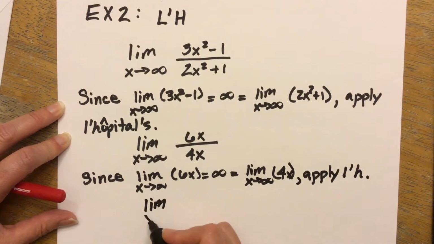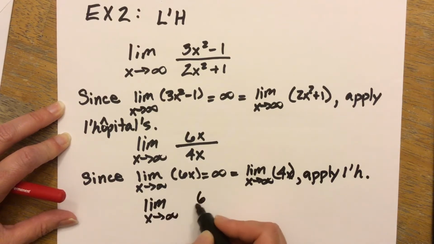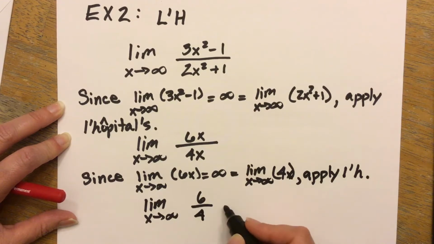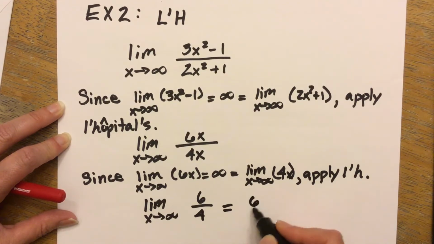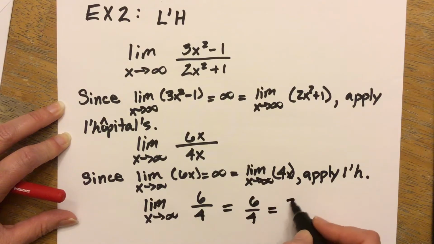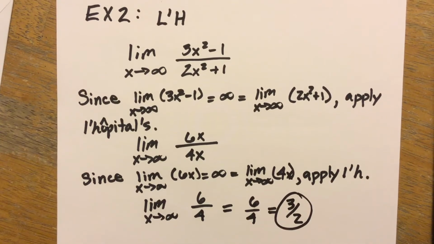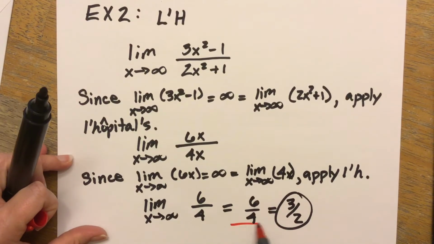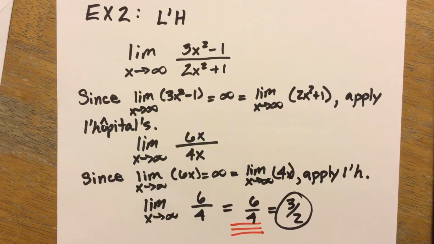So doing the derivative of the top will give you 6, and the derivative of the bottom will give you 4. So we get 6/4 because the limit of a constant is the constant. We can reduce it and get 3/2. Keep in mind for the AP, if you leave this right here, they would give you full credit because it's an equivalent form. 3/2 and 6/4 are equivalent forms, so they would give you full credit.